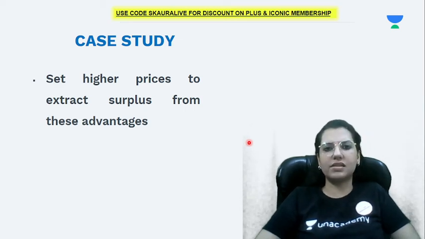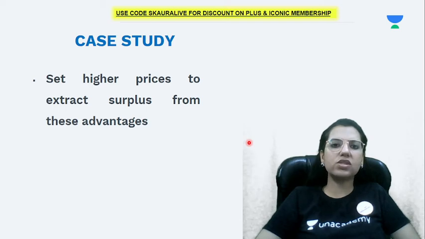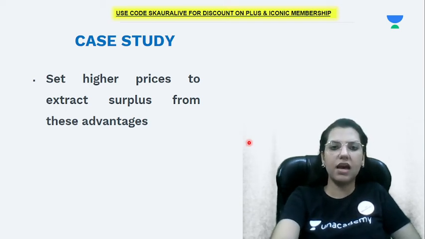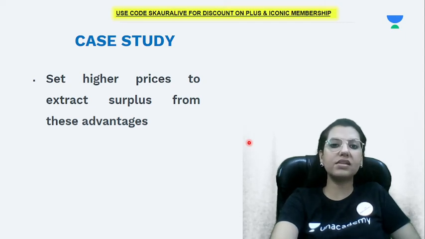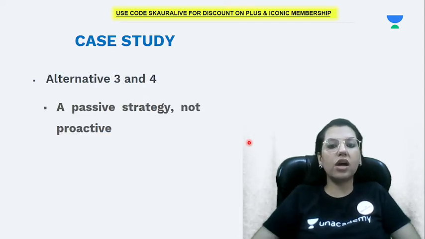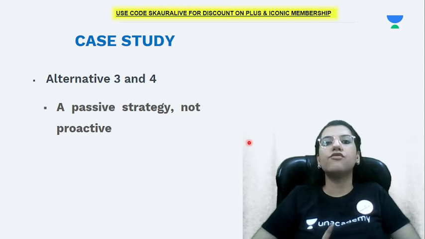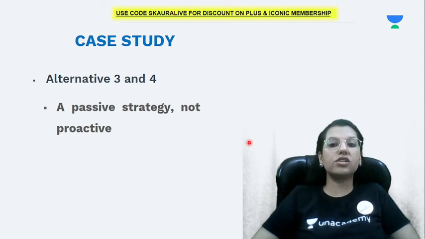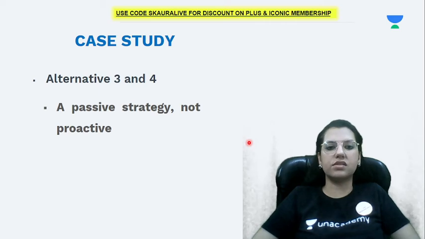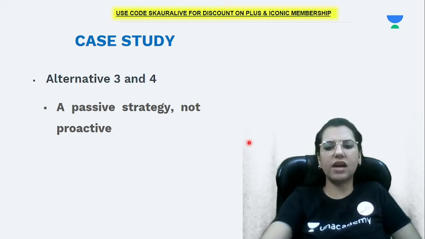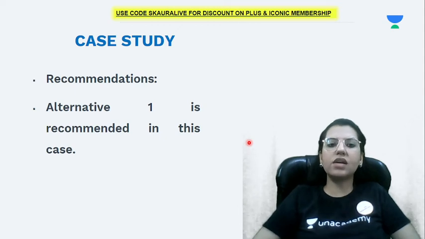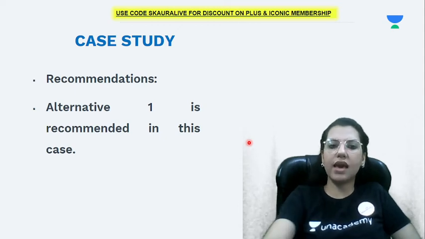Set higher prices. In case you have developed the quality leadership, then you can set higher prices and extract the surplus from these advantages. See, you're not charging here for the product, but you're charging for these services. There should be a passive strategy, not a proactive strategy. Recommendation: alternative 1 is recommended in this case.